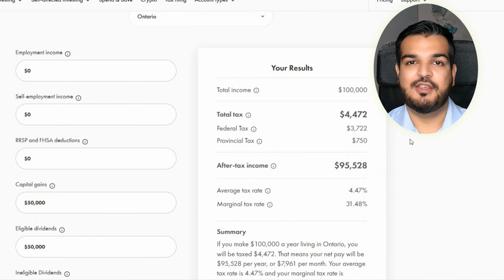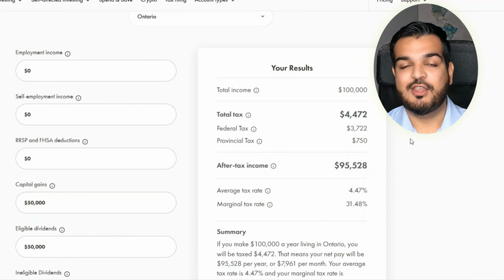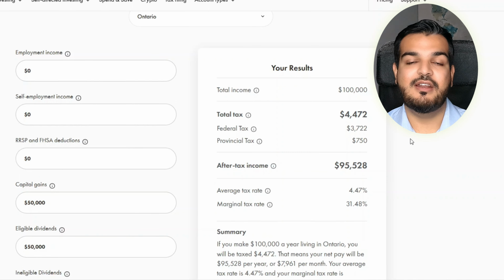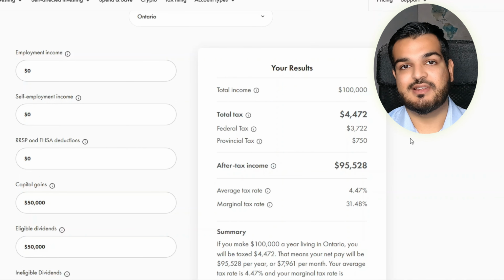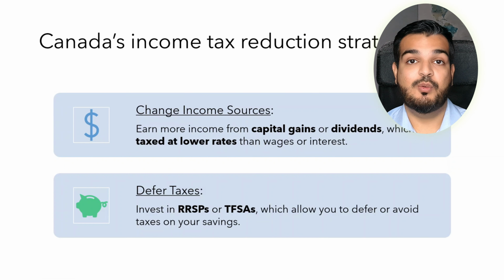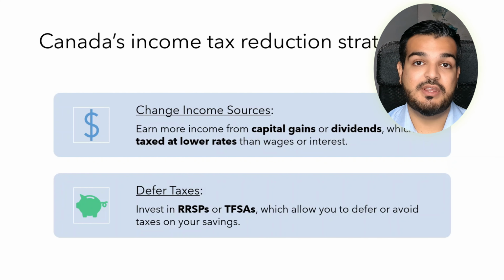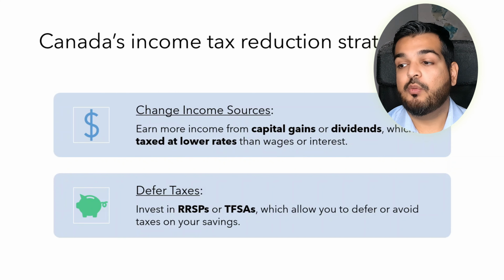You got that first job, you're just starting out your investing career. When you make more money, you want to figure out how you can better invest your money to optimize taxes. The other piece you can do, and this is applicable even when you are starting out early in your career, is defer taxes. What that means is essentially instead of paying taxes now, there are actually ways to pay taxes later on. One of the strategies involves investing in an RRSP or a TFSA, and they both allow you to defer or avoid taxes on your savings.